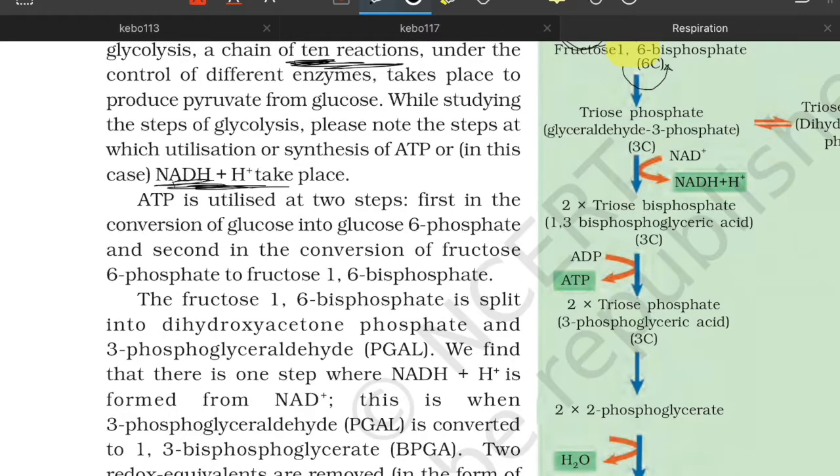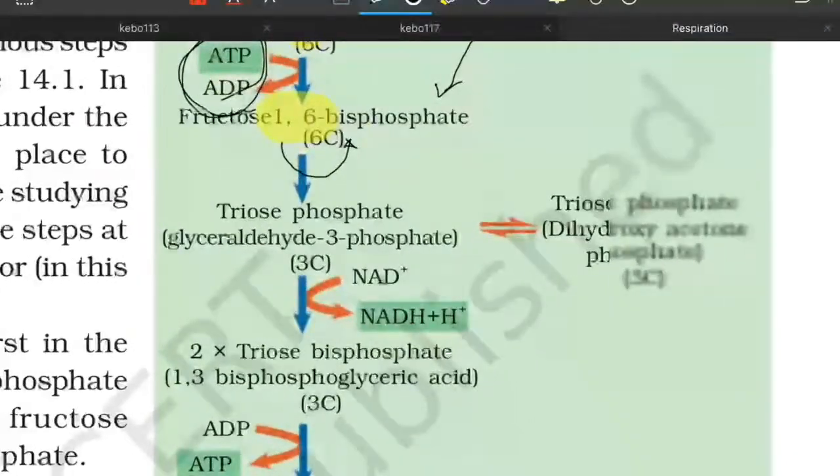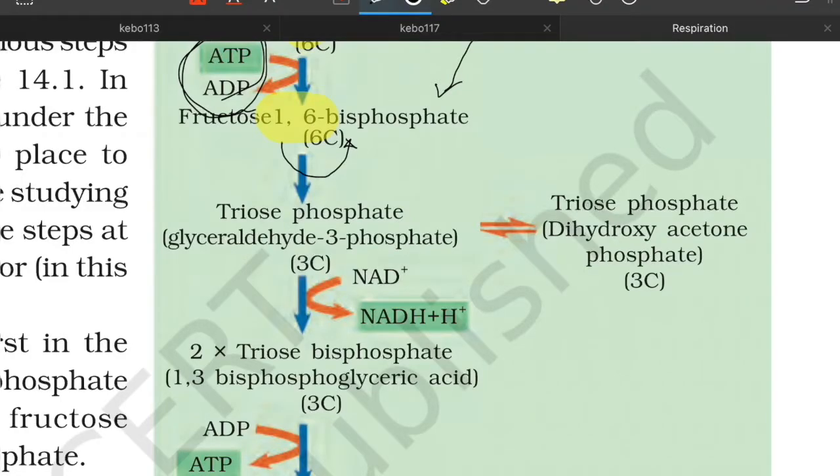Fructose 1,6-bisphosphate is split into dihydroxyacetone phosphate and 3-phosphoglyceraldehyde. Two molecules are there, and in the primary molecule there are two phosphates, so each of these gets a phosphate. Not triose phosphate, my bad. This is glyceraldehyde 3-phosphate. Both are triose phosphates. What are triose phosphates?